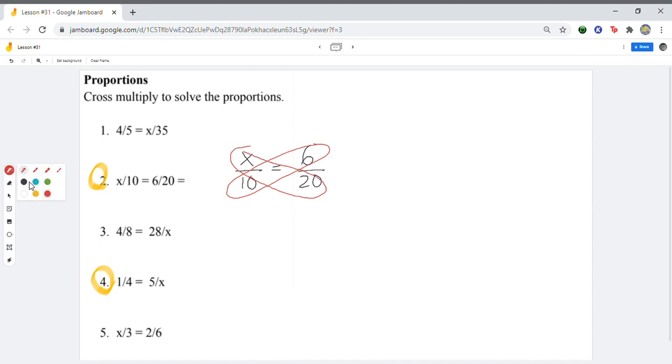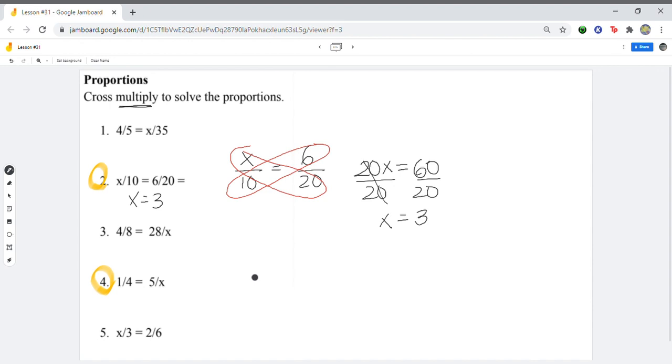So take this cross first, x and 20. Now we're going to multiply them together, cross-multiply. So we're going to multiply these together, which we get 20x, and we're going to put it equal to the other cross, which is 6 times 10, which is 60. Now we just have to get x alone because we're solving for x. So you divide both sides by 20, you end up with x equals 3. So that's how you solve for these types of problems.